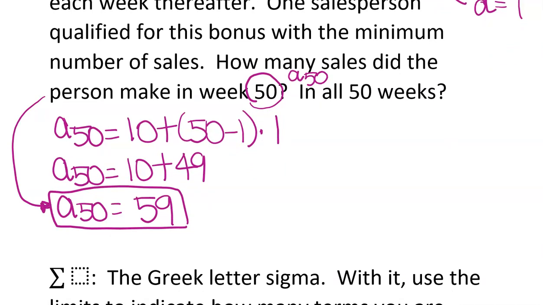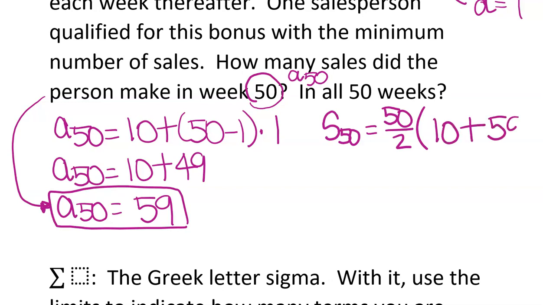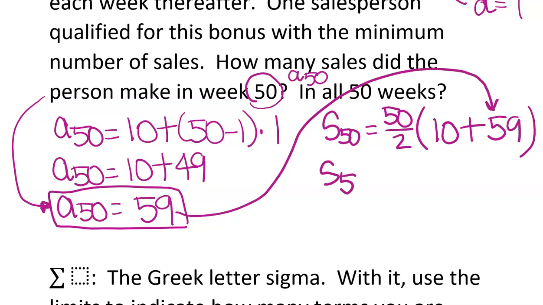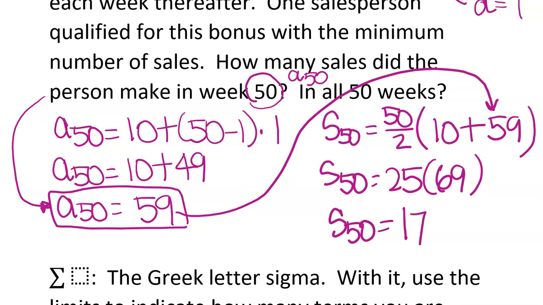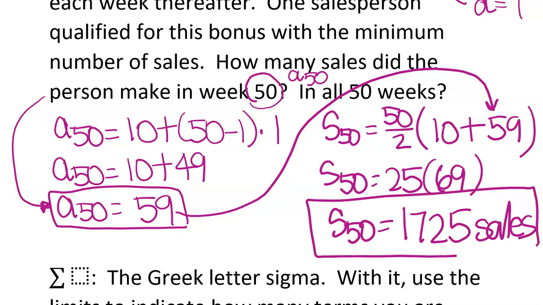How many altogether? Again, that's a series. We want the sum of them. So we're going to take S sub 50, 50 divided by 2, and then we're going to take our first term plus our last one. Remember, we get that from the answer that we just found. So 25 times 69. In 50 weeks, this person has made 1,725 sales altogether. So one answer leads to the next one.